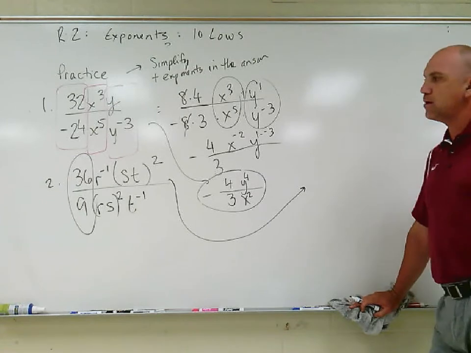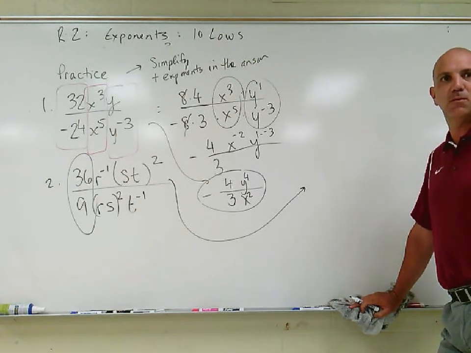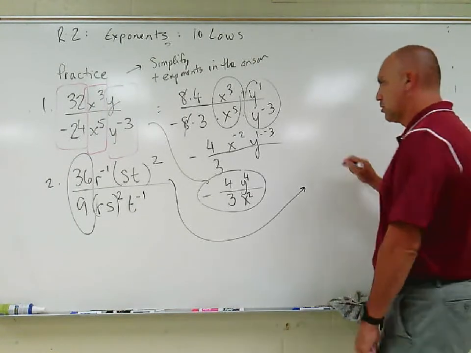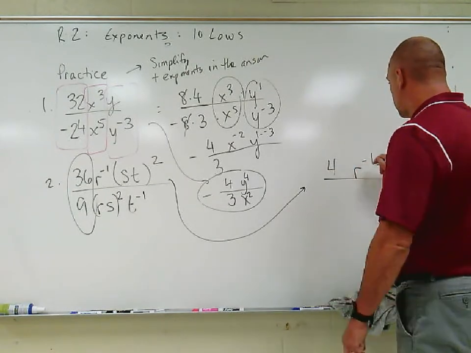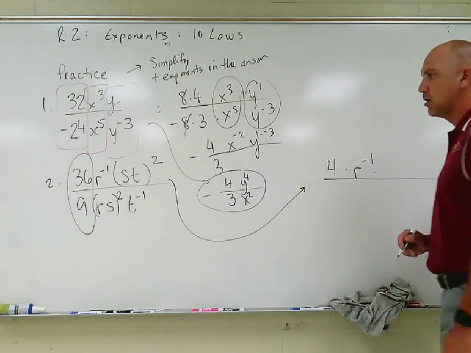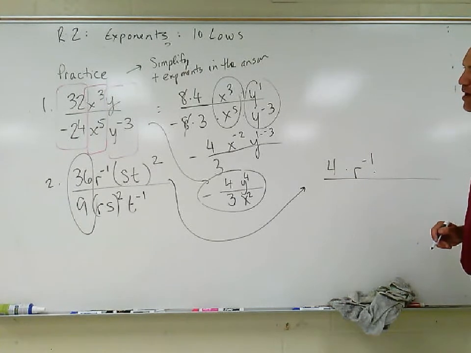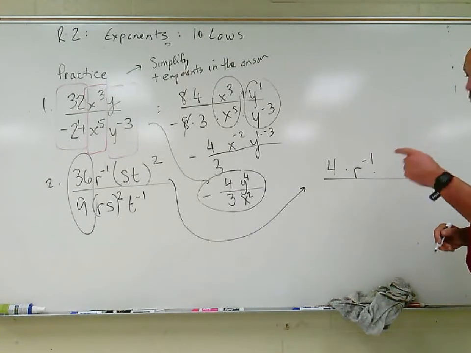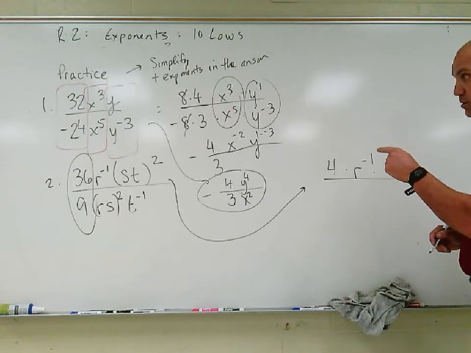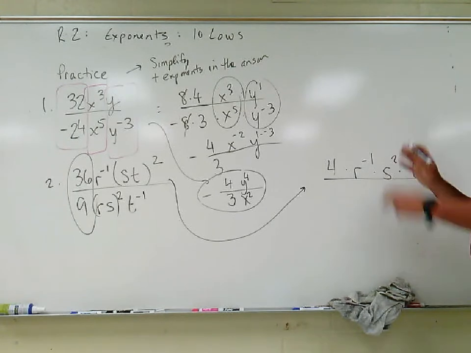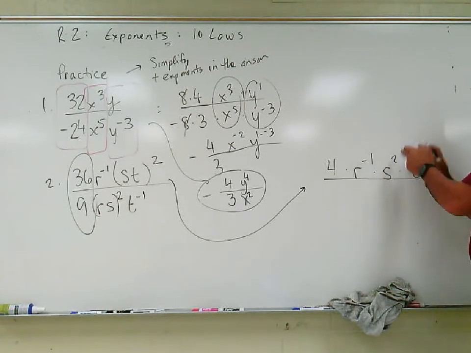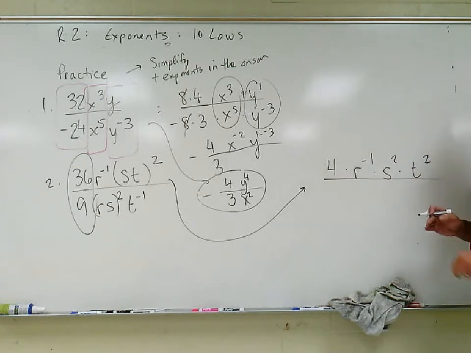Okay. What happened to the 36 over 9? That becomes what? 4. So we're going to go ahead and do that. Now, the top is just an r to the negative 1. I'm going to leave that alone. And then what do I have? I have st quantity squared. So where can the 2 go? Yeah, s squared and t squared. So you got that. See what I'm saying? I would just go ahead and put each part so that I can then go and use my rules.